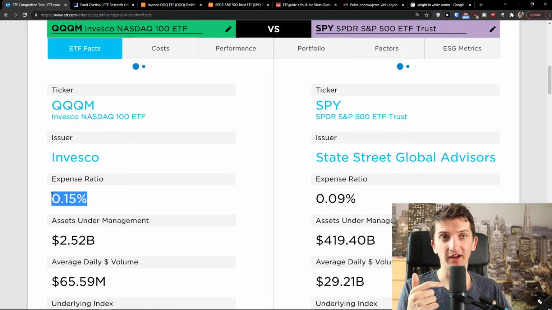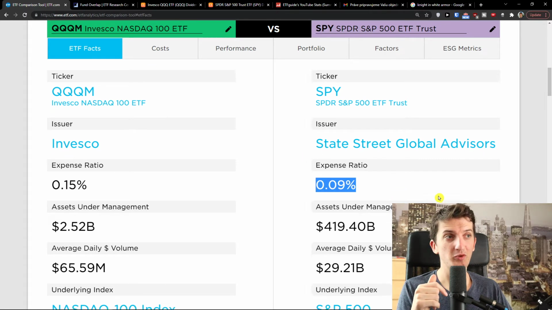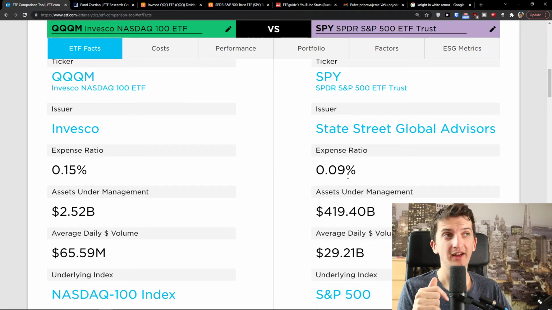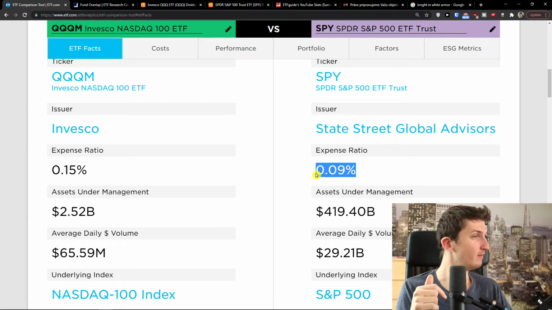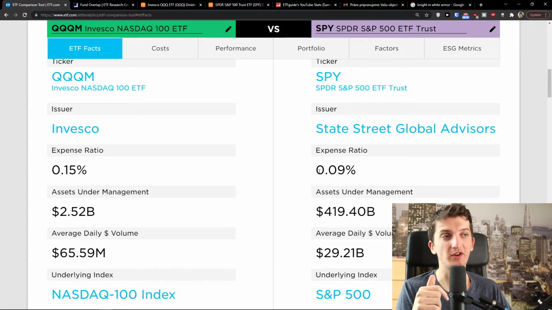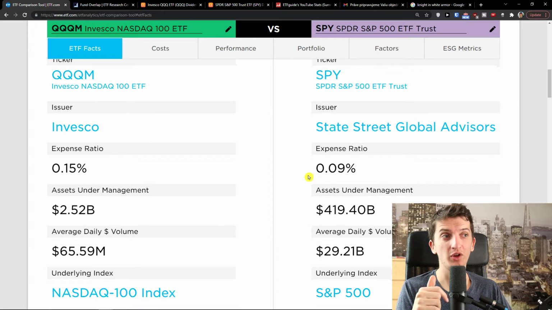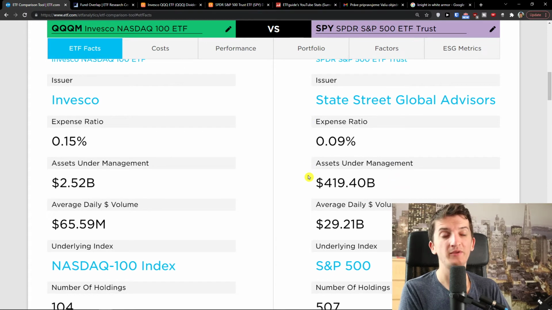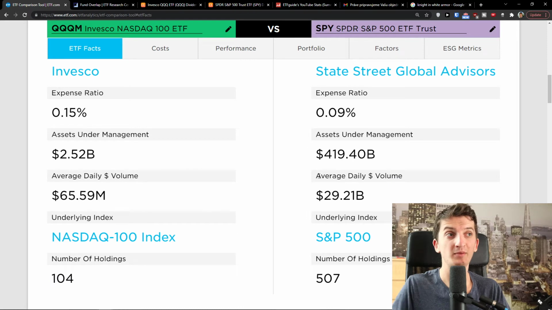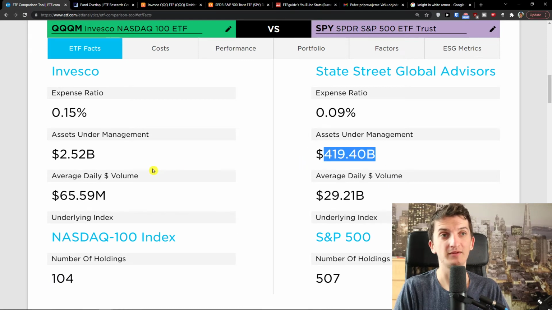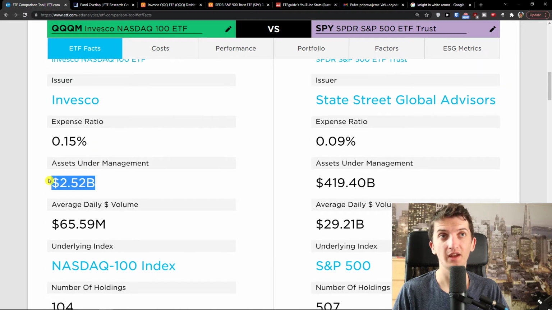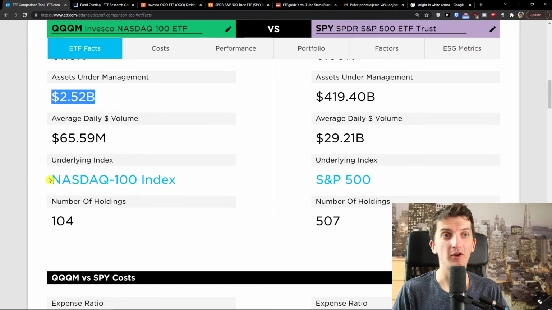So you see right here, expense ratio 0.15. Ticker SPY, State Street Global Advisors, expense ratio 0.09. In this regard, SPY's expense ratio is better and lower compared to QQQM. Also, when you look at the assets under management, you see that SPY is much higher and QQQM's liquidity is lower only because it's a newer ETF on the market.